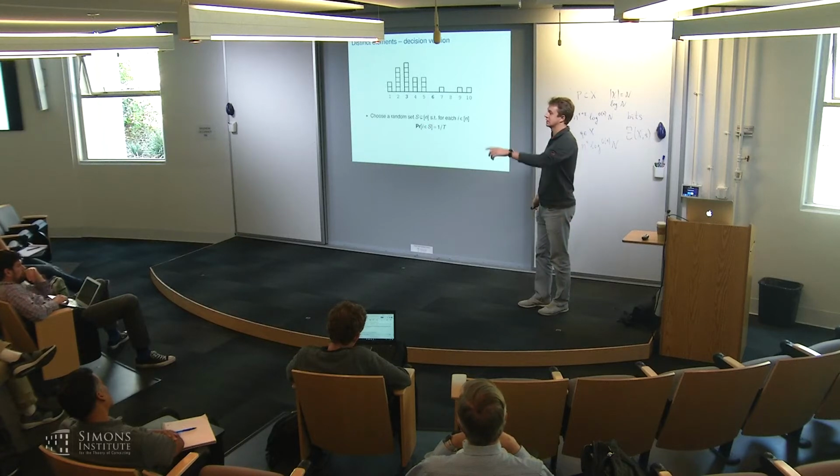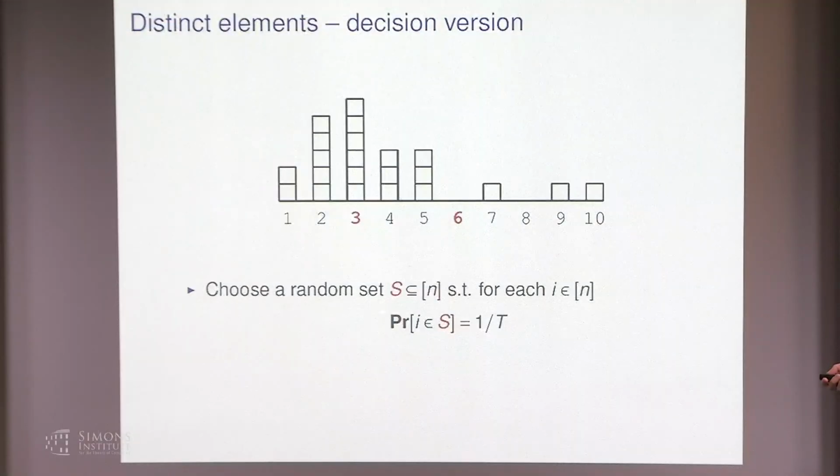And as Clement is pointing out, this looks a little bit expensive because, as stated, if I count the space, the number of bits that I need to store the actual random set, it's a uniformly random set, so I need omega n bits, for instance, if my threshold is a constant. So that's a problem.